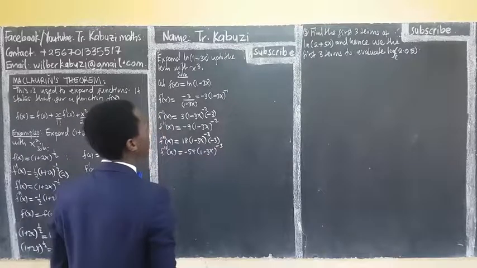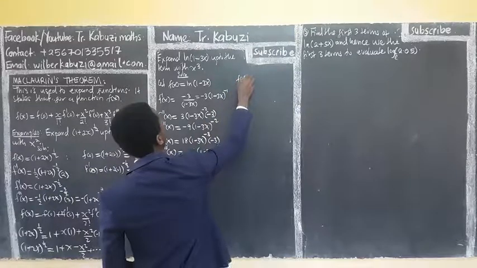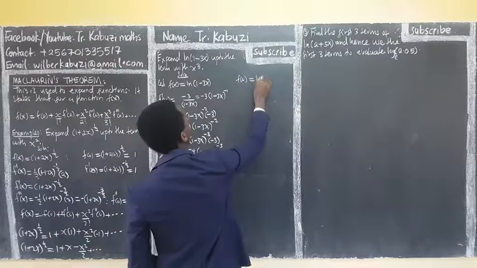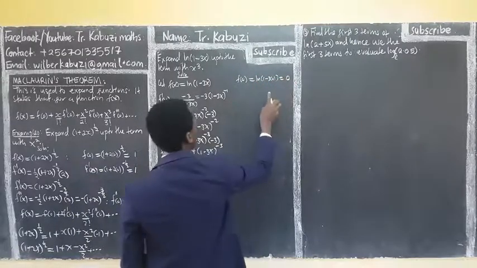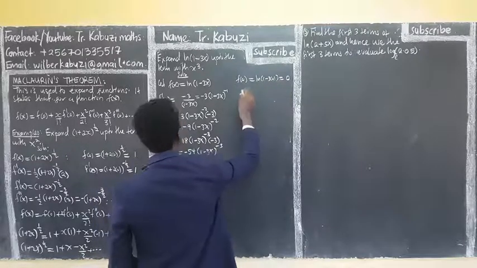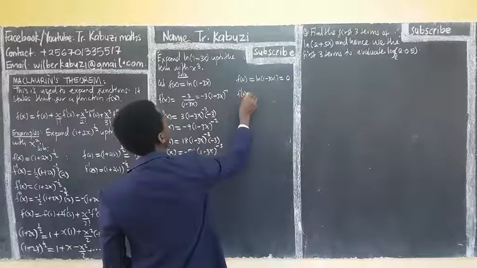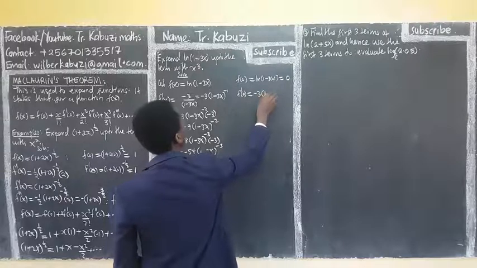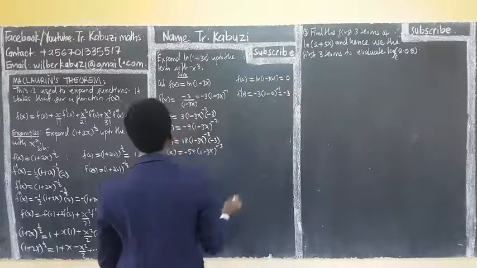Now from here, we evaluate them at 0. So my f of 0 will be natural log of (1 minus 3 into 0), which will be natural log of 1, which is 0. When I evaluate f prime of 0, it will give me negative 3 into (1 minus 0) power negative 1, which will give me negative 3.